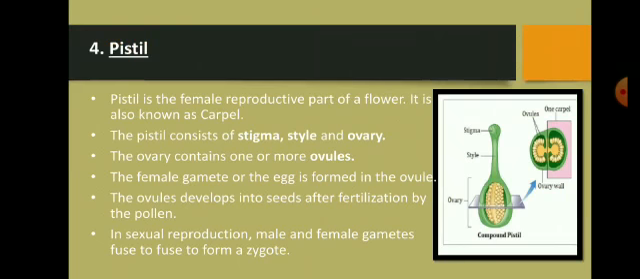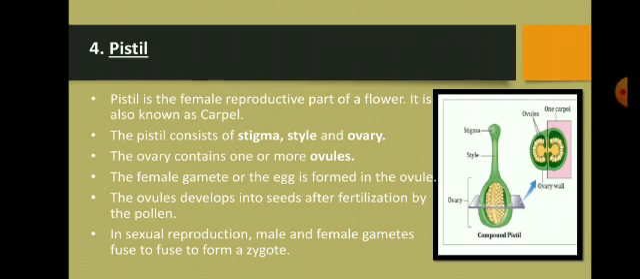Now the last but the most important again is the pistil. So pistil is the female reproductive part of the flower. It is also known as the carpel. Pistil consists of stigma, style and the ovary. You can see in the picture also. Stigma is a part where the pollen grain is received. Then when pollen grain falls on the stigma, it develops a tube-like structure which goes inside the style part and reaches to the ovary. Ovary contains one or more ovules.